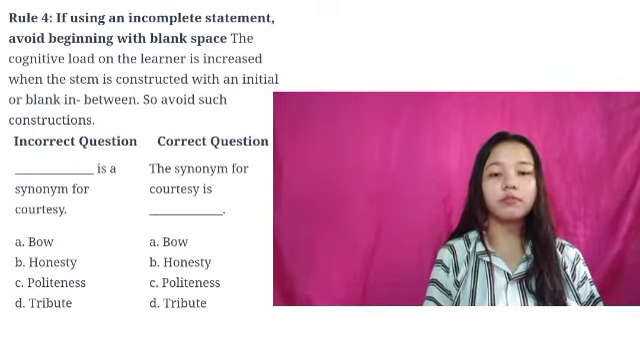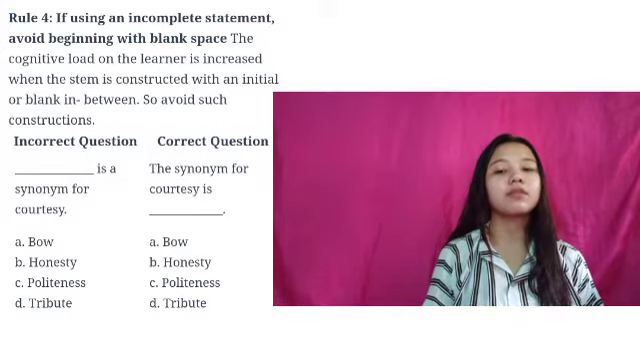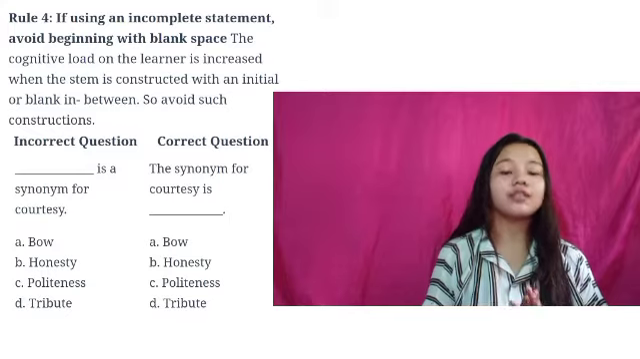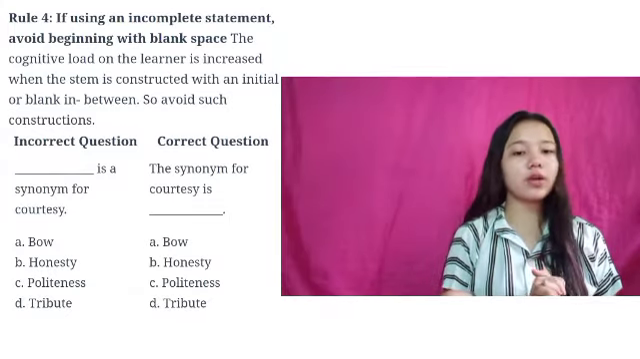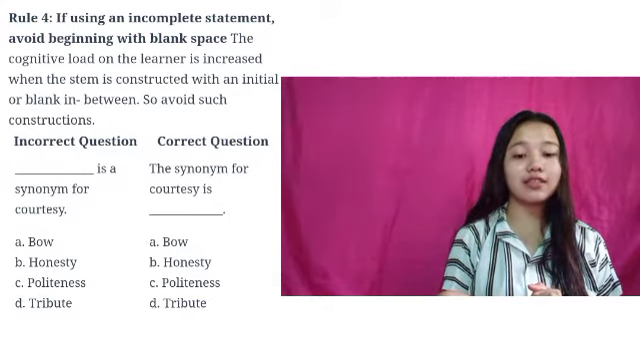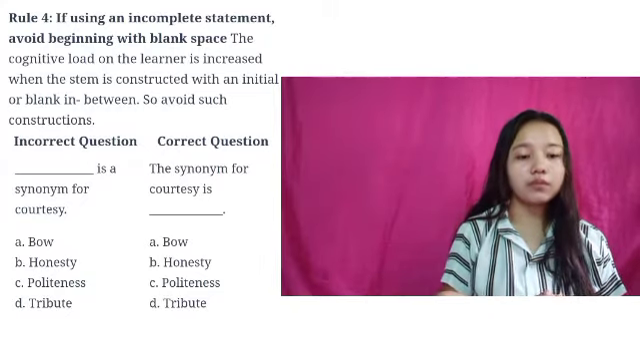Next rule, rule number 4. If using an incomplete statement, avoid beginning with a blank space. The cognitive load on the learner is increased when the stem is constructed with an initial blank or a blank in between, so avoid such construction. Incorrect question: blank is a synonym for courtesy. A. Bow. B. Honestly. C. Politeness. D. Tribute. For the correct question, it should be: the synonym for courtesy is blank. So, the blank should be at the end, not before the question. In other words, it should not be at the beginning.